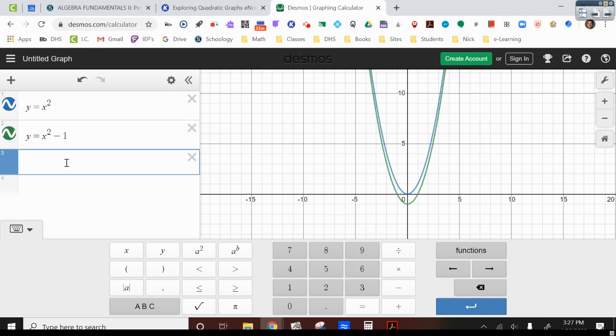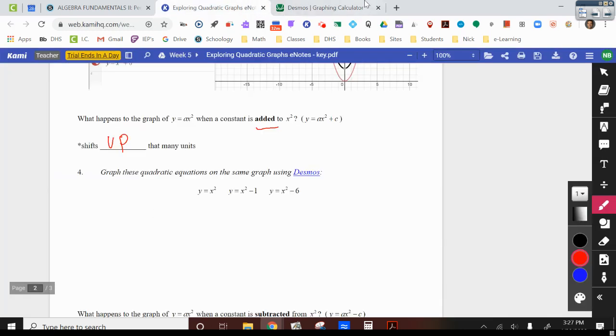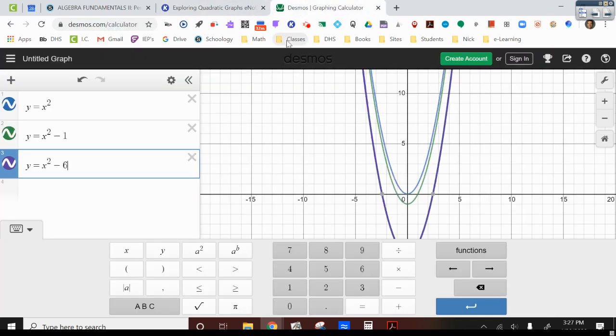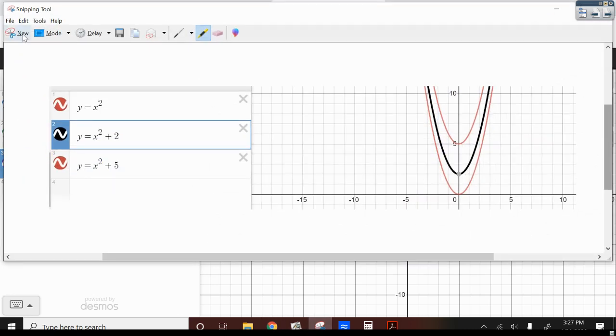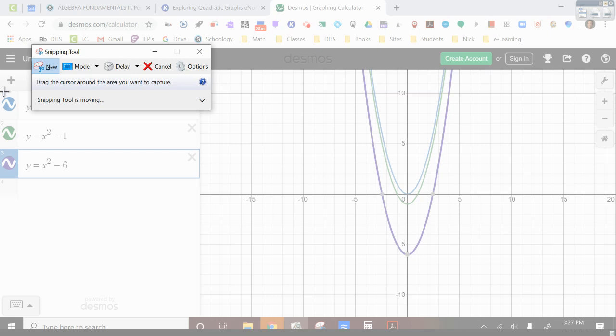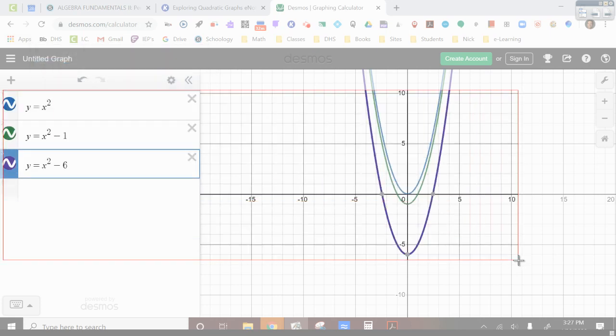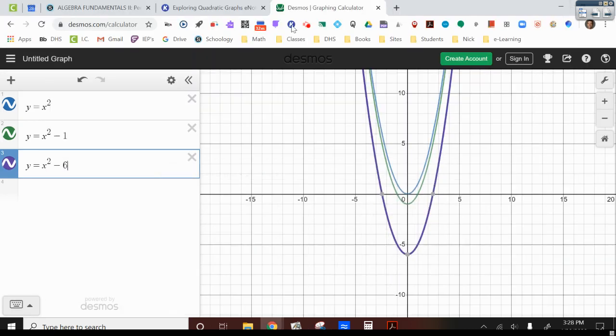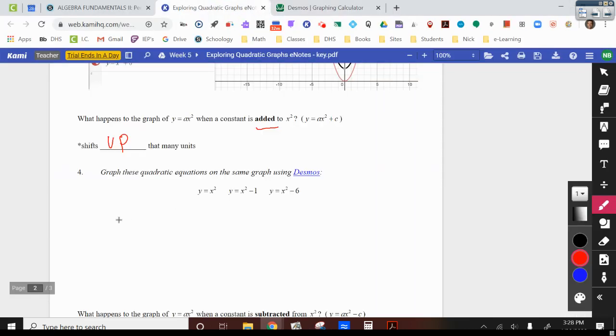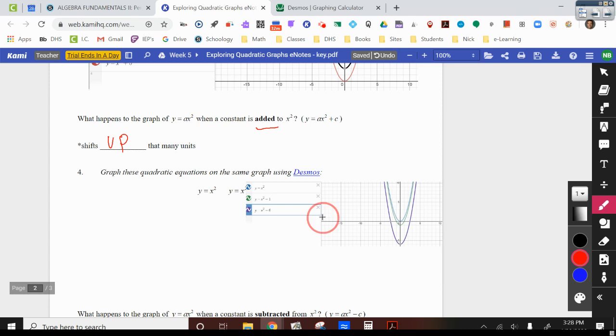Look at that. Did you guess I was going downward? I bet you did. Y equals x squared minus 6. It looks like it is being shifted downward that many units when we are subtracting a number from that x squared. I'm going to put these images in the notes so you can use those later when you start the homework.